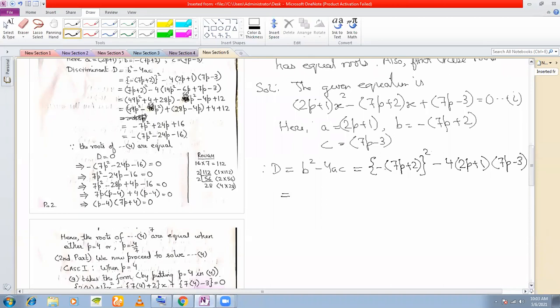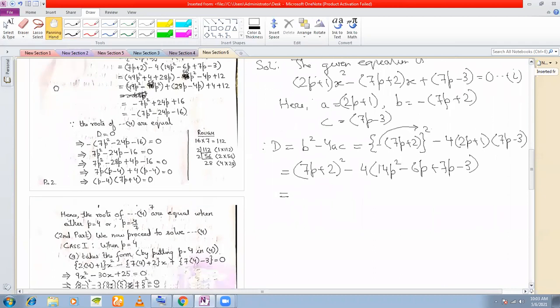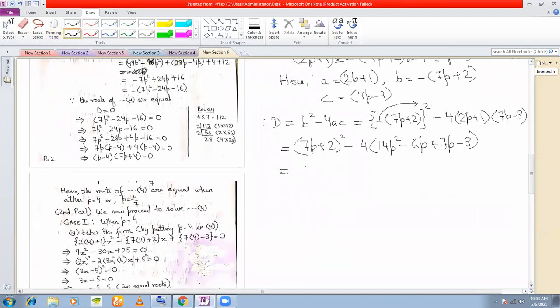Okay, so now since I have a negative sign raised to an even power here, this will become positive. So this will become simply (7p plus 2) whole square minus 4 times. Now you have these two, you can multiply these two. If you multiply these two, you have 14p square minus 6p plus 7p minus 3.